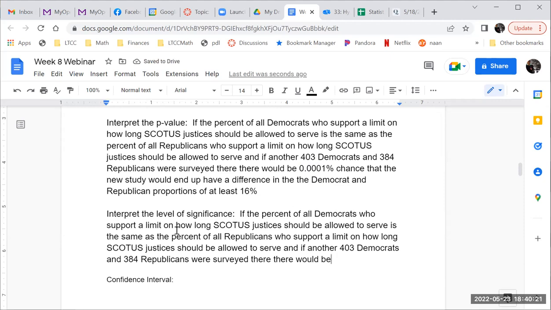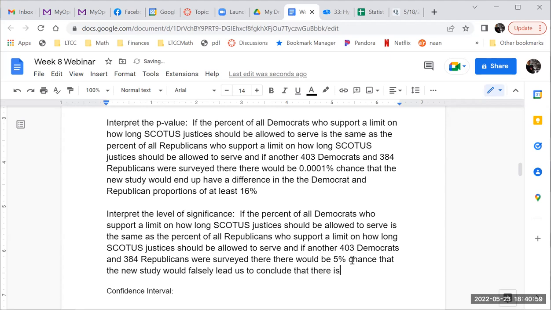If the percent of all Democrats who support a limit on how long SCOTUS justices should be allowed to serve is the same as the percent of all Republicans who support a limit on how long SCOTUS justices should be allowed to serve, and if another 403 Democrats and 384 Republicans were surveyed, there would be what is the level of significance? 5%. 5% chance that the new study would falsely, it's the same thing as we did last week, lead us to conclude that there is a difference in the percent of all Democrats who support blah, blah, blah, and I'll put the word and is the same, except without the same as.